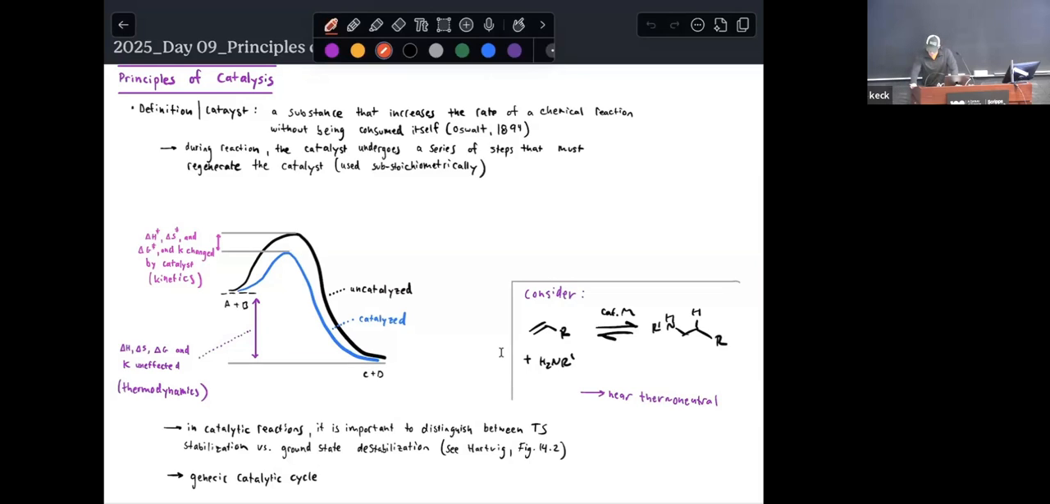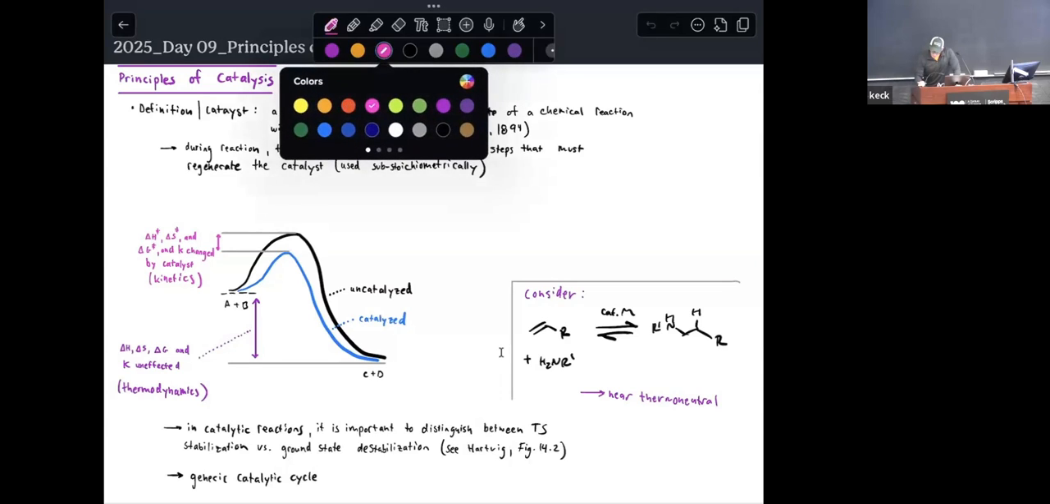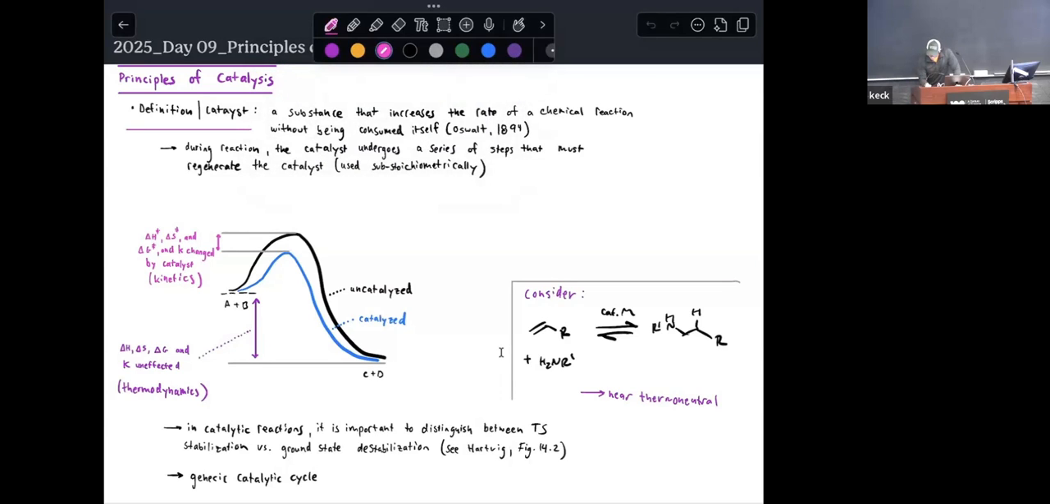So first, we'll start out just by defining some terminology and situating that terminology in the context of potential energy surfaces. This should come as no surprise at this point in your chemical education. I'm sure you have seen this defined before. A catalyst is a substance that will increase the rate of a chemical reaction without itself being consumed. This goes back to Ostwald's definition from the 19th century. In the context of homogeneous catalysis, what we're typically expecting to happen is the catalyst is undergoing a series of elementary steps in a particular sequence that then regenerate the catalyst, which is used sub-stoichiometrically.